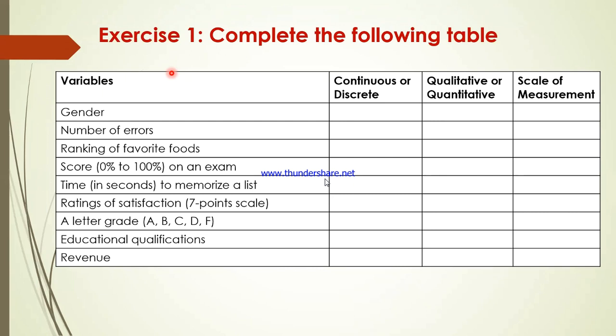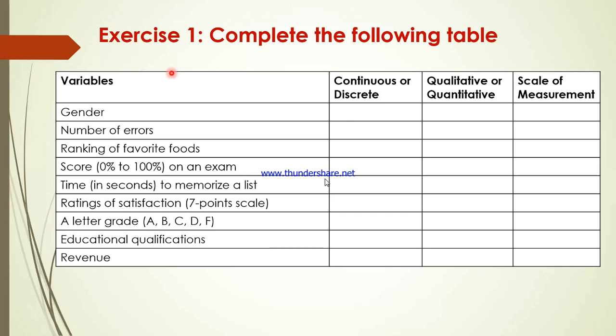Then time to memorize a list. That is also similar to score. It is continuous; within a particular interval, any value is possible when measuring time. We measure the time in seconds, so we use numbers. So it is quantitative. If a true zero is there, then the scale of measurement is ratio.